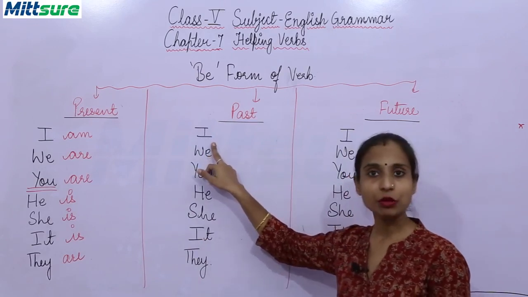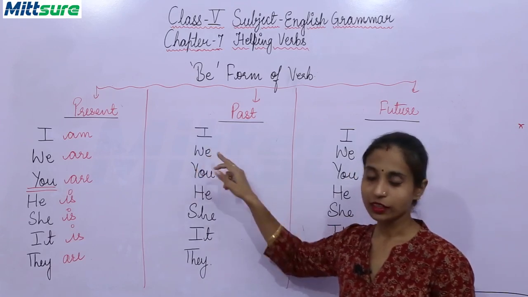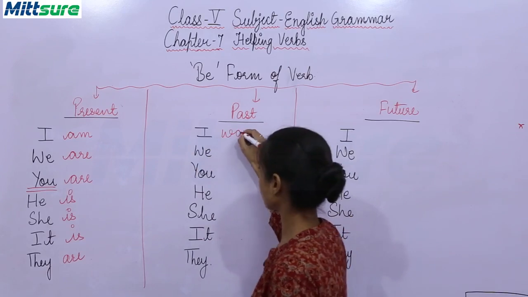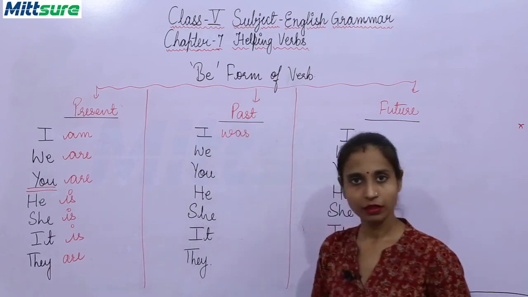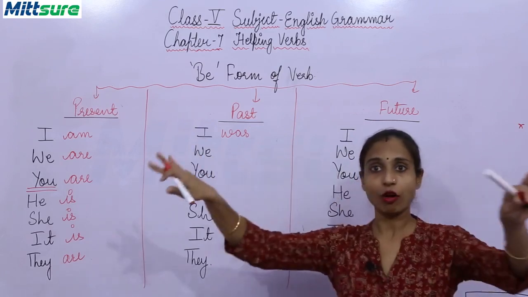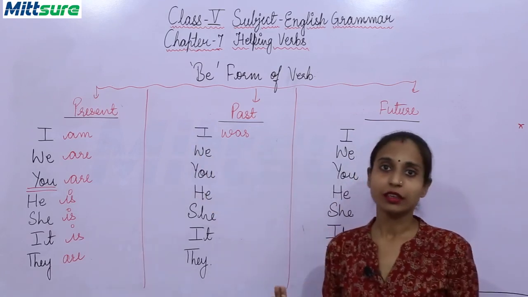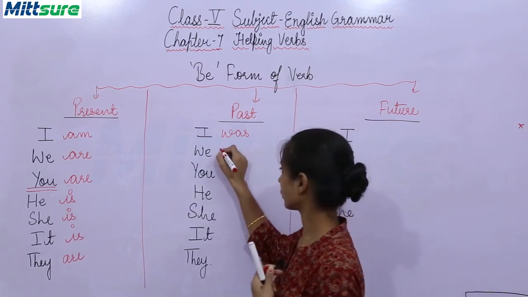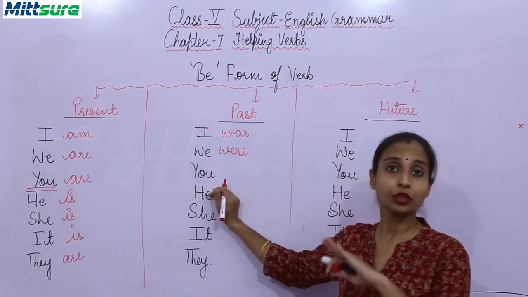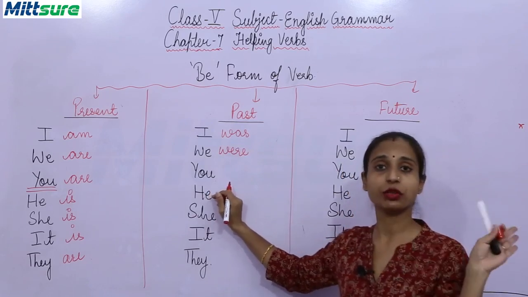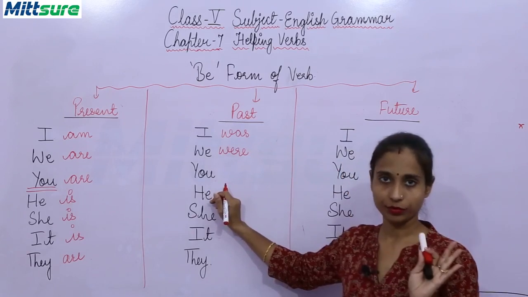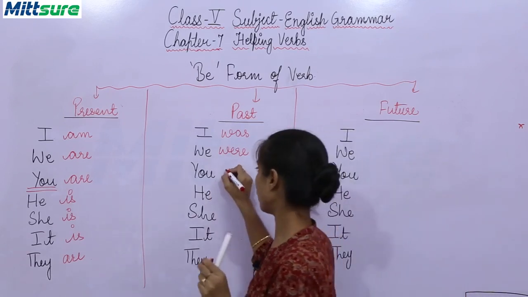I, singular person. Fine, so what are we going to use? Was. I was. Fine. We, plural, we all, plural, were. You, I told you, you are always going to consider as a plural pronoun. So you will be were.